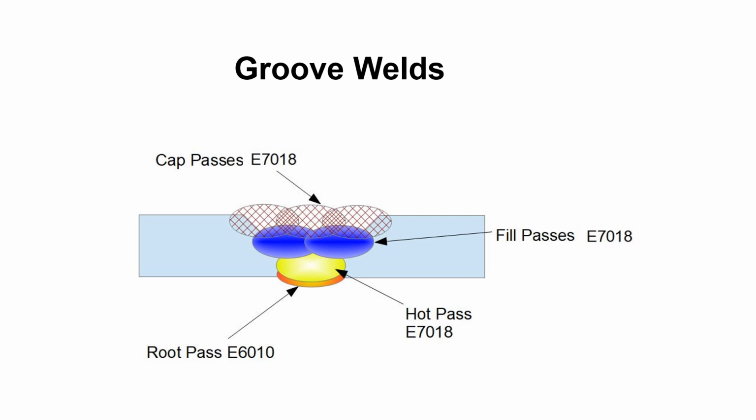Then we've got our fill passes. Our fill passes is anything generally after the hot pass and before we get to the cap pass. The cap pass is the final layer on this thing that is going to be exposed to the atmosphere or whatever material is on that surface. So whatever that surface is, those welds are called the cap pass. So we've got a root, hot, fill, and cap. And there might be other ways of calling this out, but this is generally the vernacular that I've come across.